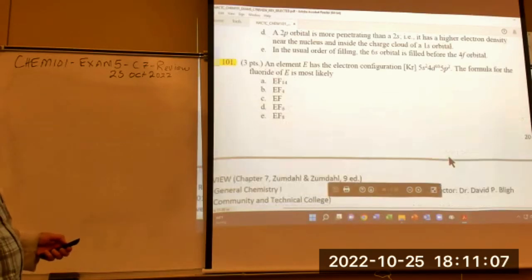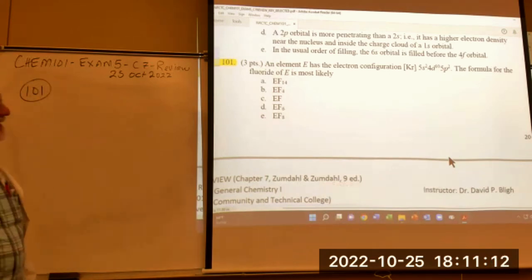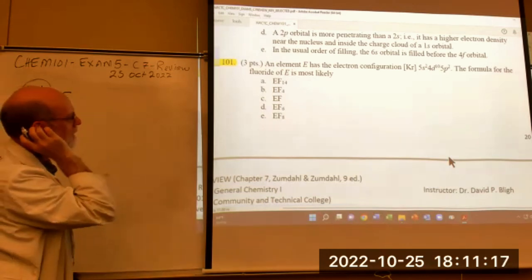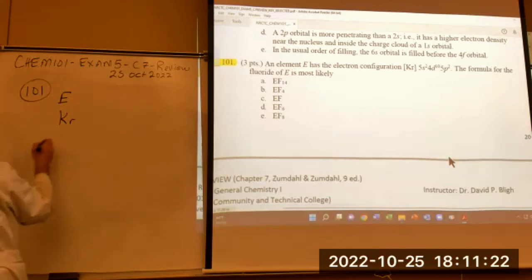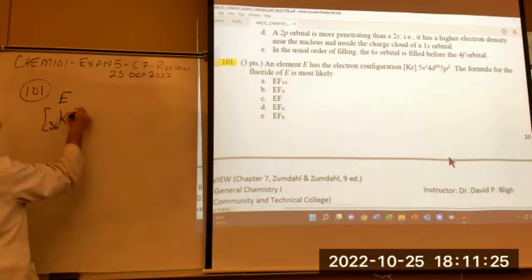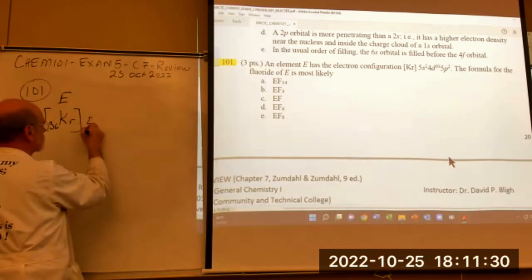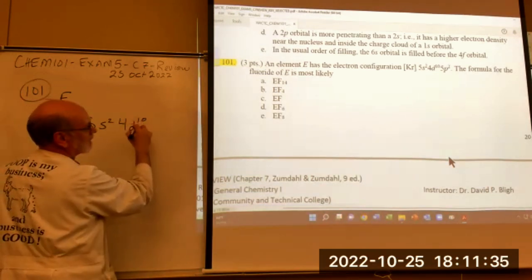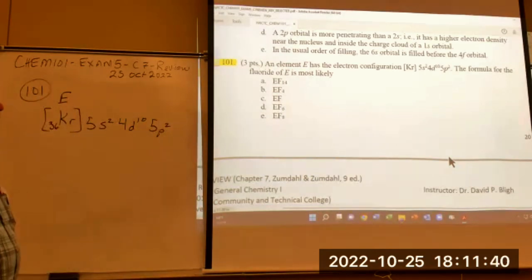All righty, 101. An element E has the electron configuration of krypton. Let's write krypton's number in here just in case, 36. Okay, 5s2, 4d10, and 5p2. The formula for the fluoride of E is what?